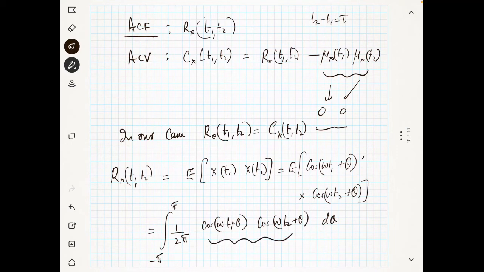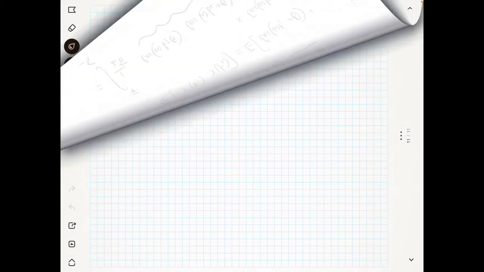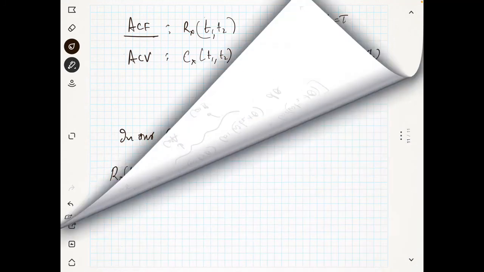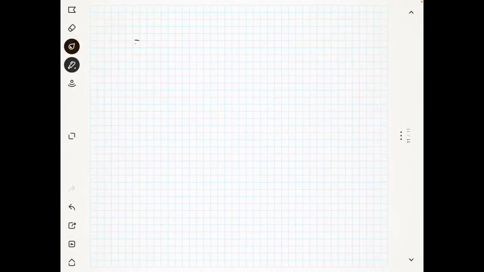But you know that for cosine of a into cosine of b, I am going to use this formula. Cosine of this is like the cosine of a, and this is the cosine of b. So you can check the trigonometric identities. Then after simplification you will get it as the integral from minus pi to pi of 1 by 2 pi.